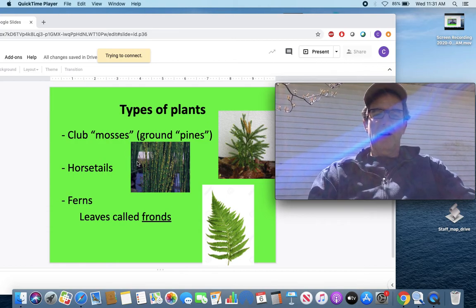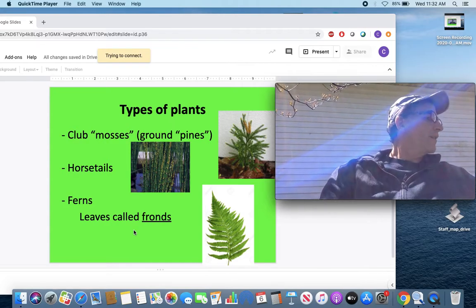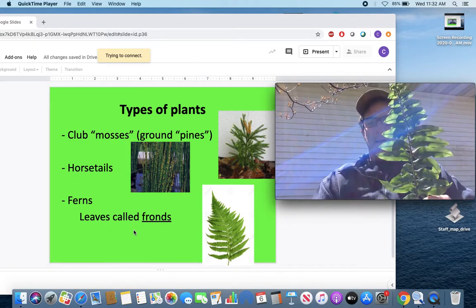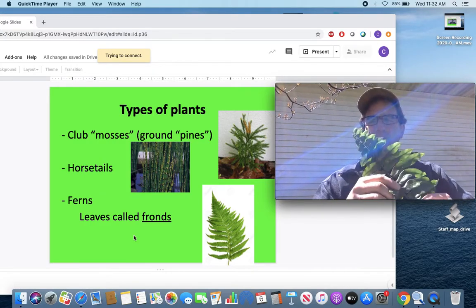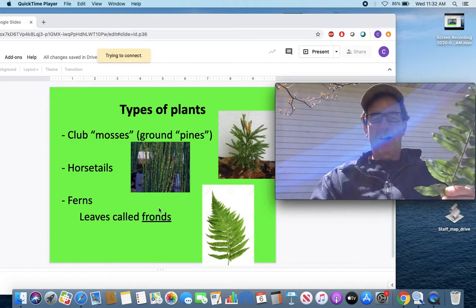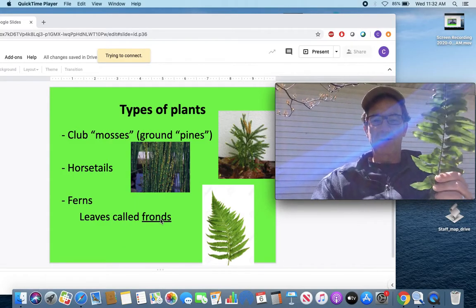The horsetails we talked about before is another group. And then the ferns, probably the most common one. Ferns, pluck a little leaf off this one here. These leaves are called fronds. Okay, maybe you've heard that term, maybe from Finding Nemo, you might remember that. A frond is a leaf in a fern, and in other types of plants that term is used as well.